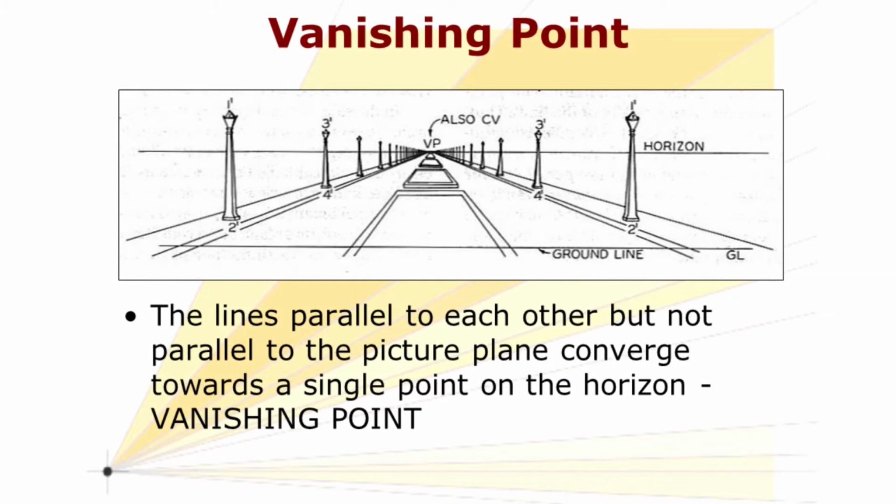When you stand in front of a railway track, why does that railway track seem to converge at one particular point? It's all because of the perspective. When you stand inside the train and you see something outside, why does that entire scene, which is actually moving, seem to converge at one particular point? It is all because of the perspective.